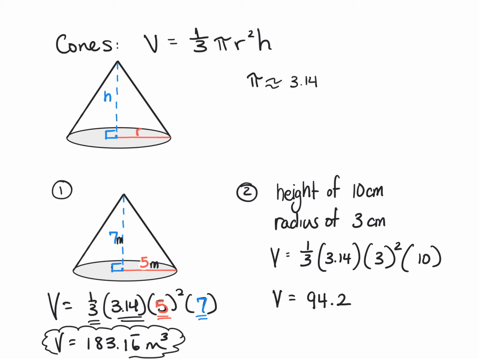94.2. And now with 94.2, we take a look at what the units of measurement were. We were talking about centimeters. And because we're talking about volume, we place a little 3 on it. So volume always has a 3 on it, okay? And that's it. There are your cones. So that's how you find the volume of cones. So let's go on to the next one.